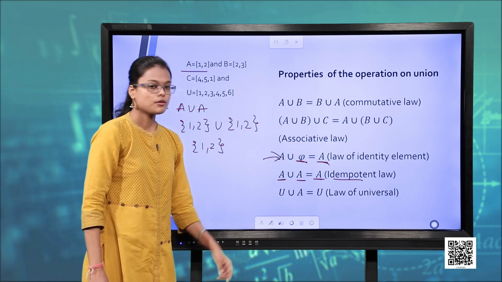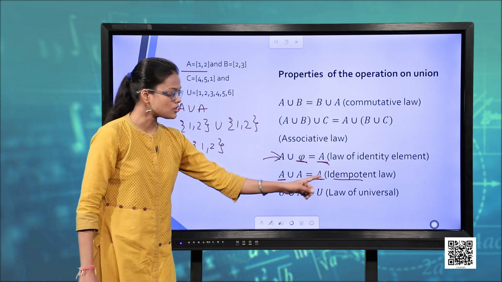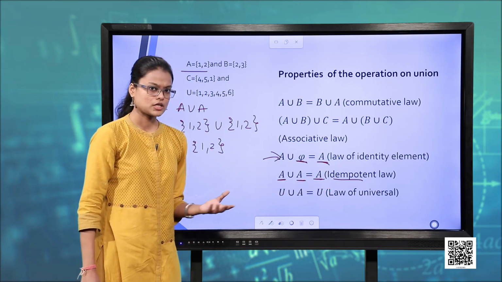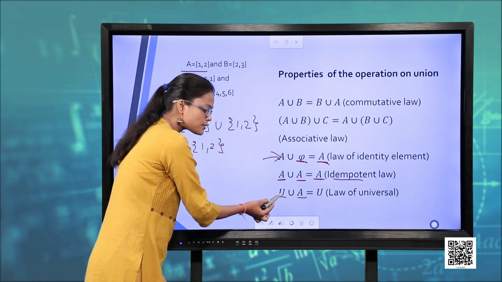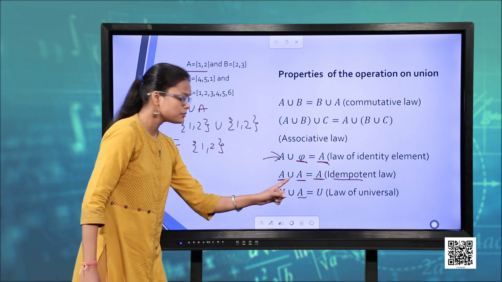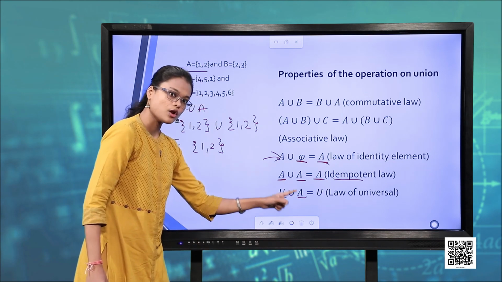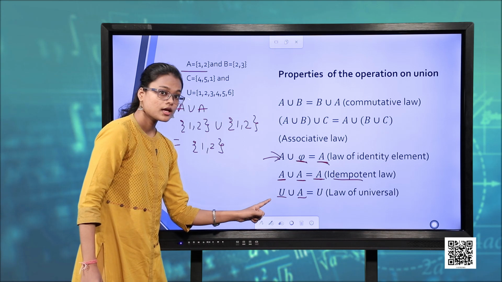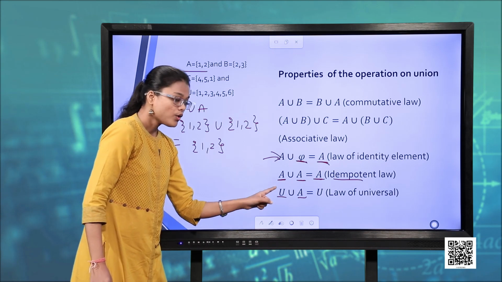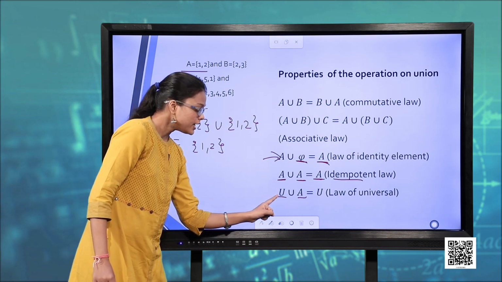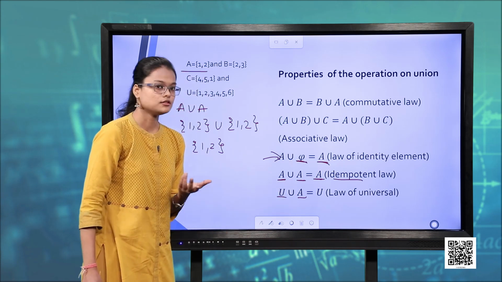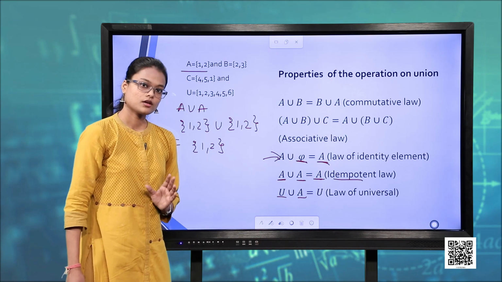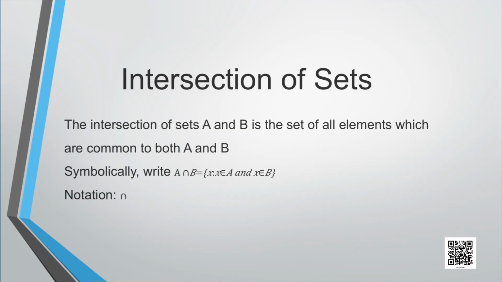Now, the last property, which is the law of universal set. Simple. U and A, and we know A is a subset of U. That means every element of A will already be in U. Okay? So if I find U union A, the answer will be U only.